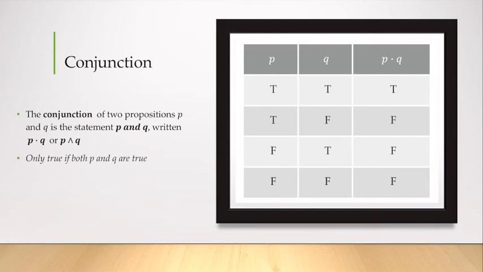So the conjunction of two propositions P and Q is the statement P and Q, and we write this P dot Q or P upside down V Q. In the last text we used this notation, now we're going to use this notation. If you want to keep the old notation, that's fine. You just really need to know what this means. And this is and. So it's only true if both P and Q are true. So when P is true and Q is true, P and Q is true. If one of them is false, then P and Q is false. And if both of them are false, then P and Q is false.